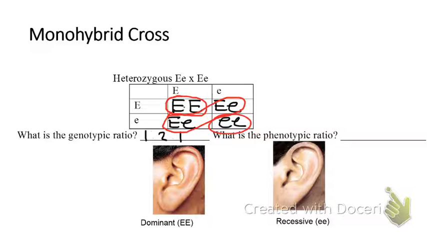The phenotypic result will be 3 to 1. That is because phenotypically there are 3 chances for this offspring to have the dominant trait, which is unattached earlobes, and only 25%, or 1 out of 4, to be recessive.